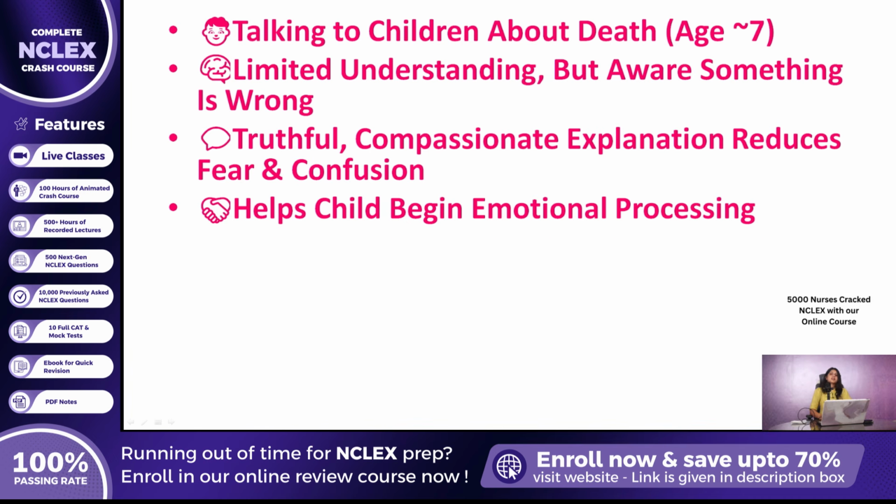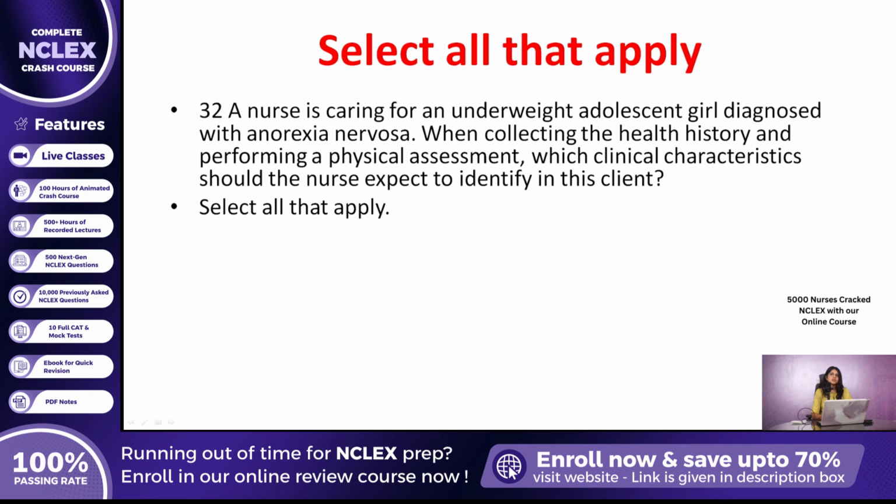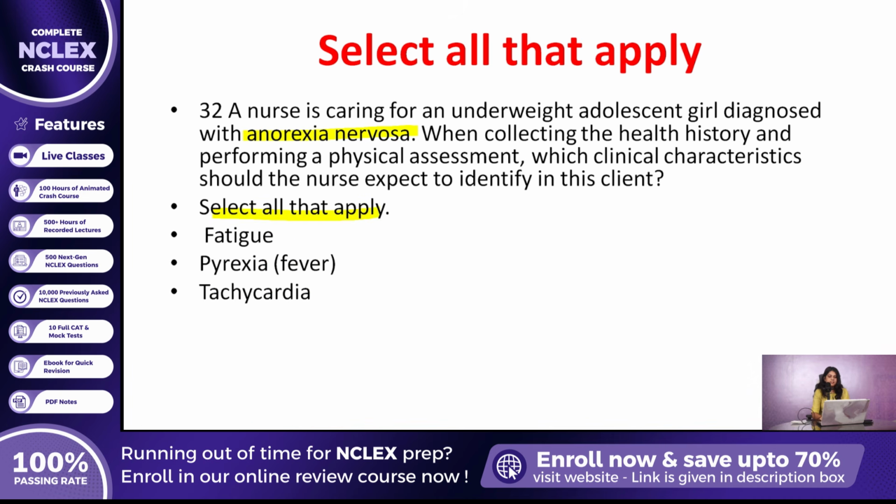Let us move to question number 32, which focuses on recognizing the expected clinical findings in an adolescent girl diagnosed with anorexia nervosa. Select all that apply. Options. A. Fatigue. B. Pyrexia, fever. C. Tachycardia. D. Heat intolerance.